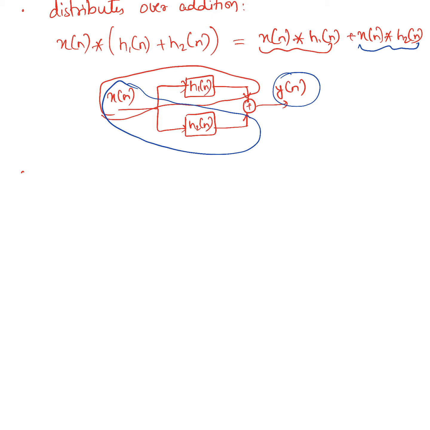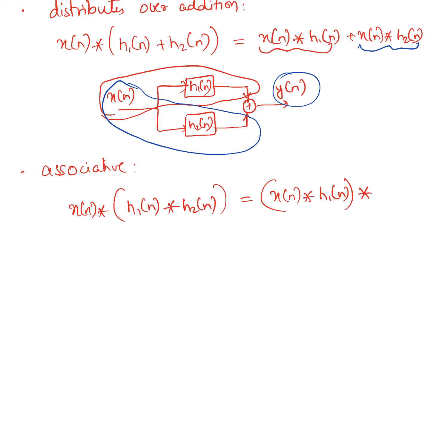The next property is the associative property, which says that if I have a system which is the convolution of two different systems, h1 of n convolved with h2 of n, then the convolution of this system with x of n can be associative in the sense that first I can compute x of n convolved with h1 of n, and then its convolution with h2 of n.